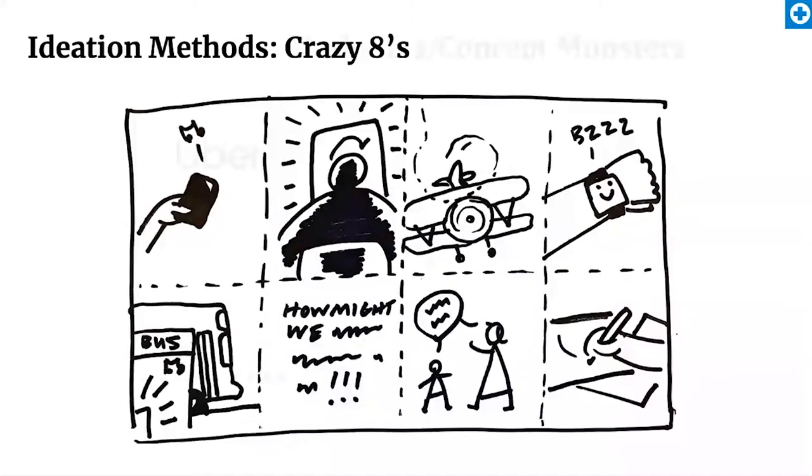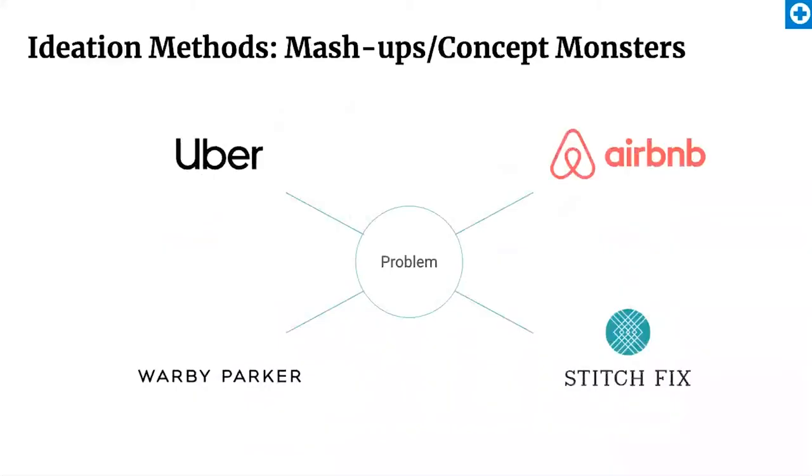Mashup or concept monsters help you generate ideas by combining 2 different elements together. An effective way to do this is taking an established platform outside of your industry like Uber, Airbnb, or Stitch Fix, and see if you can apply something one of them is doing well to solve your problem. So for example, Turo is essentially Airbnb for cars. Local people can put their car out there to rent for other people in their area.